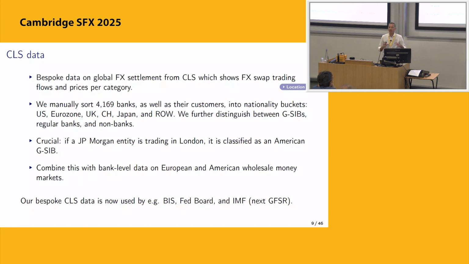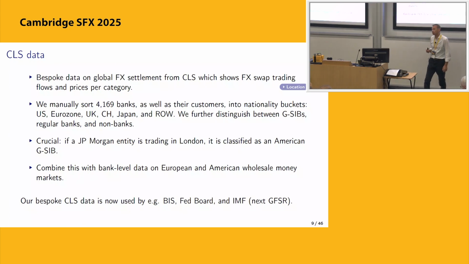This is important. It's not where this institution physically is sitting and trading, but it's the nationality of the balance sheet. So it means that if you look at JP Morgan in London, trading out of London, we can still classify this as a US GSIB, right? A US global systemically important bank. This is important because then you can study how regulation impacts an institution, and then we combine this data at the bank level with European and American wholesale money market data.